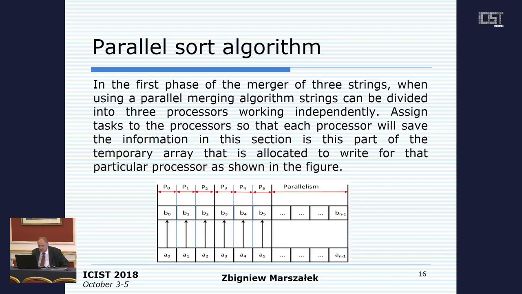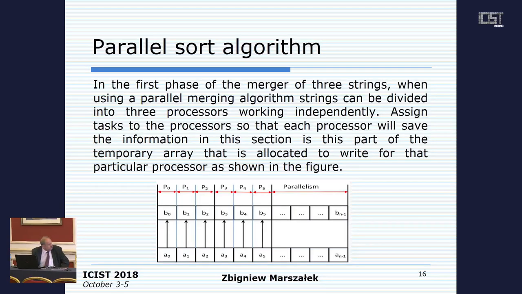Parallel sort algorithm. In the first phase of the merger of the three strings, when using a parallel merging algorithm, strings can be divided among three processors working independently. Assign tasks to the processors so that each processor will save the information in this part in a temporary array that is allocated for writing for that particular processor, as shown in figure below.